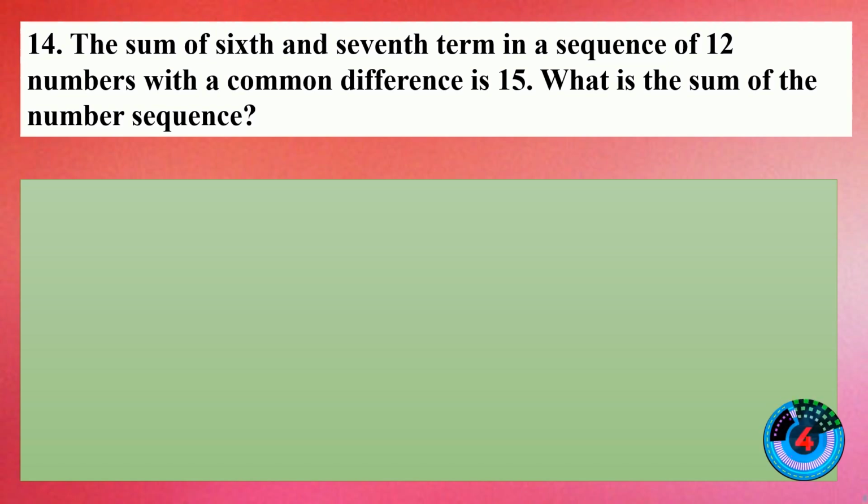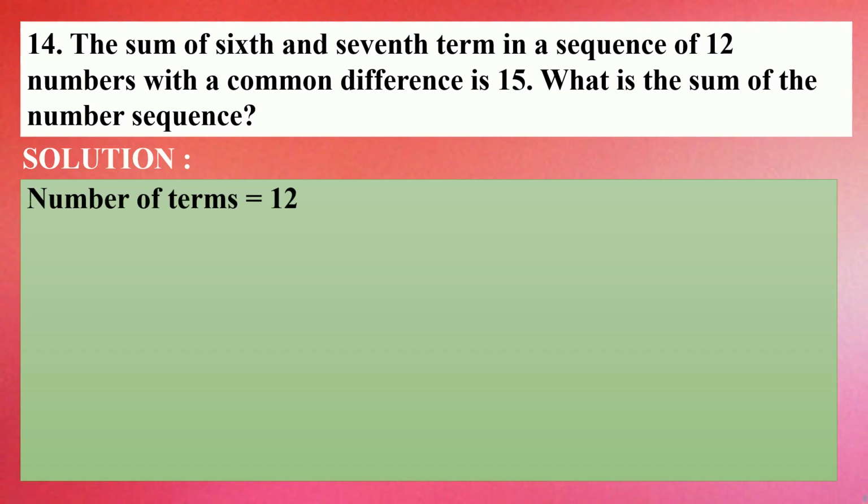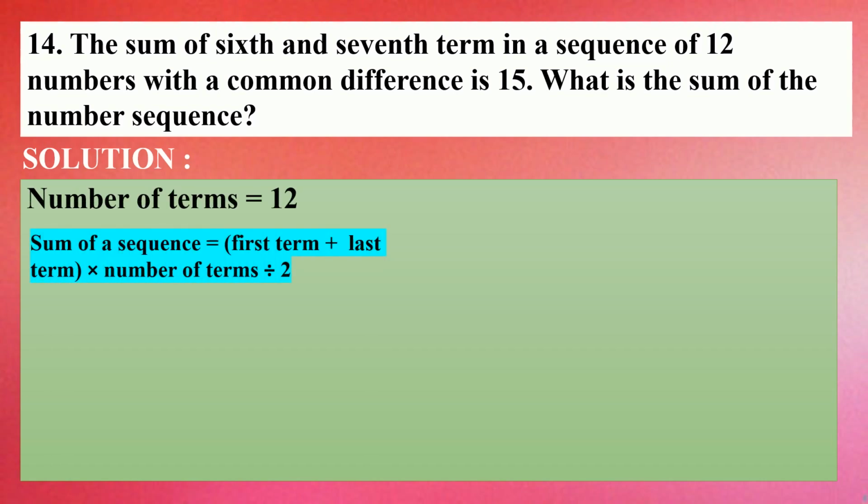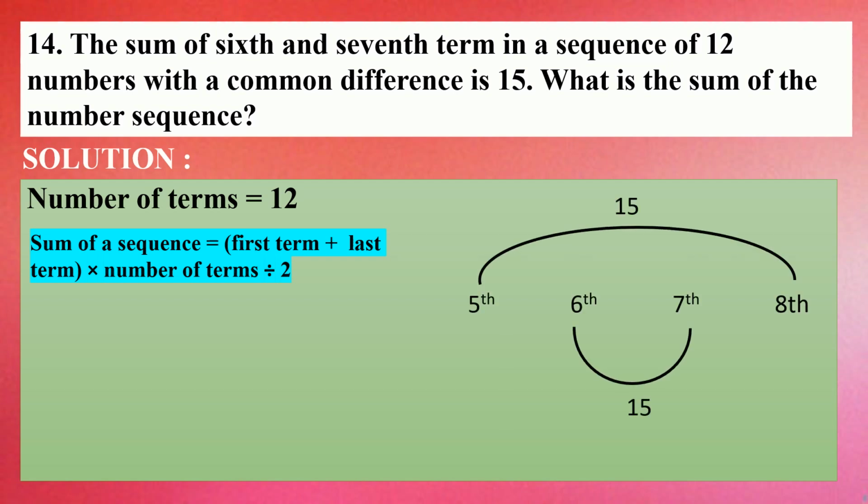Let us now look at the solution. Number of terms is 12, which is given in the question. It's a sequence of 12 numbers, so number of terms is 12. Sum of the sequence is what? First term plus last term into number of terms divided by 2. So what is going to be the first term and last term?